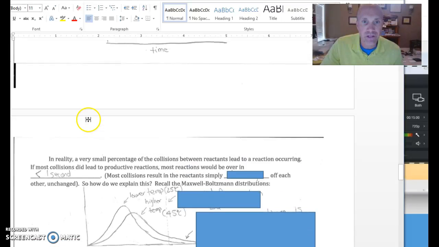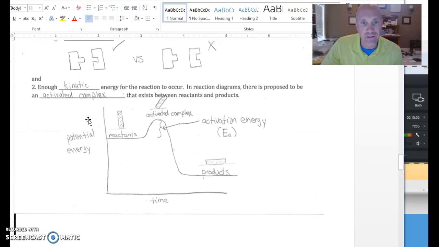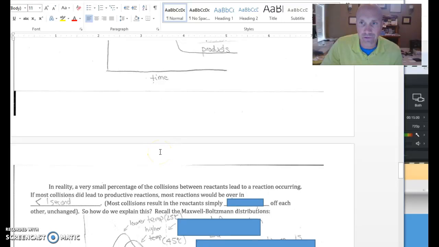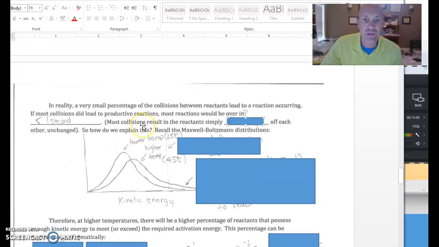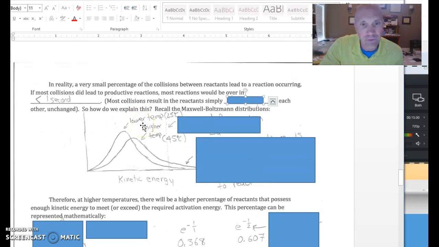If the vast majority, let's say 50% of the reactant molecules, had enough energy to react, well, considering that there are millions, if not billions, of these collisions per second, if 50% of them had that energy, this reaction would be over in a very, very short period of time. So it's only a very small percentage. How do we explain this?